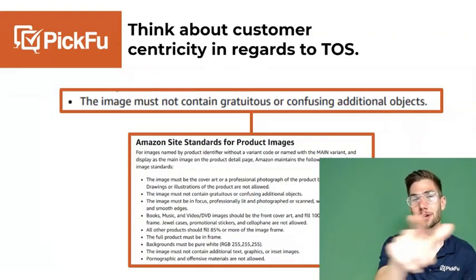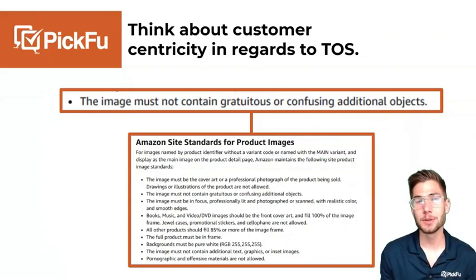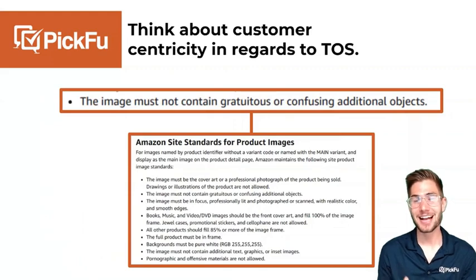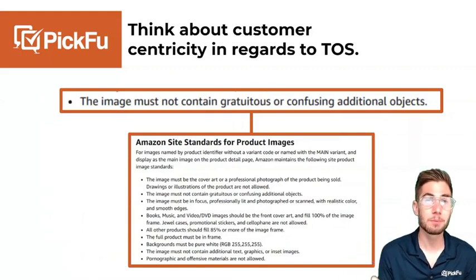And I've highlighted the words that are very, very important. And what they say specifically about the main image is that the image must not contain gratuitous or confusing additional objects, right? And so this is coming from a little bit of perspective as a former Amazonian. One thing I can tell you is when I was working there, they drilled into your head every single day that the goal of Amazon is to be the most number one customer-centric company in the world.